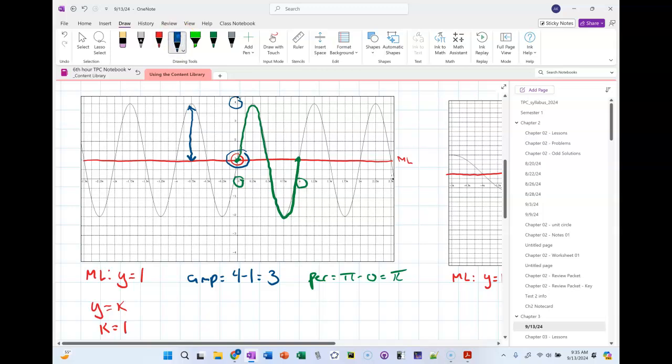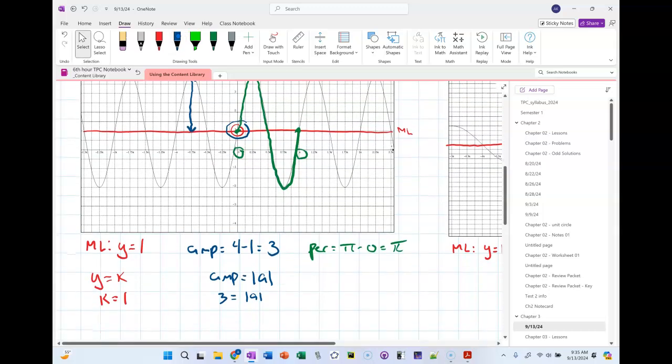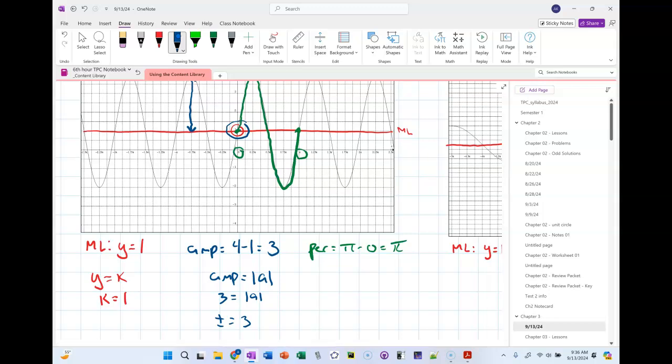Okay. The amplitude we know is the absolute value of A. So what does A have to be? Not just 3. It also could be -3. Do we know which one is the right answer yet? No. We don't know which one to pick yet. Let's explain how I need to know.